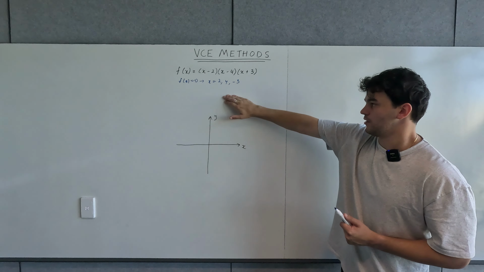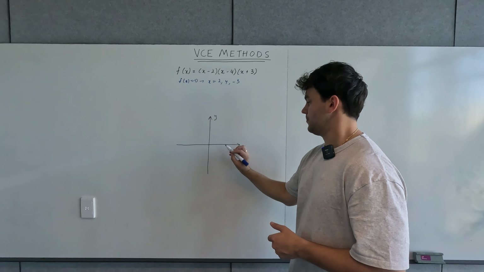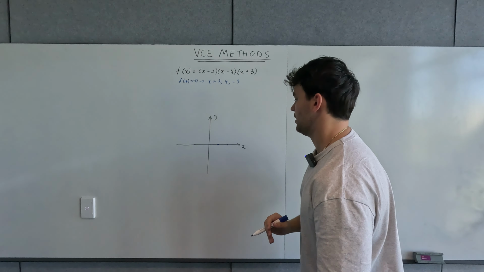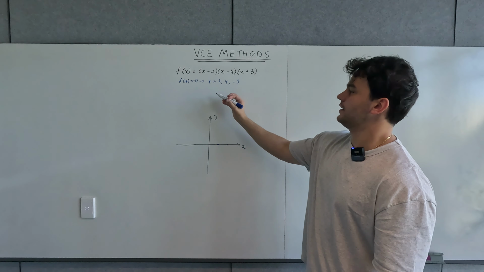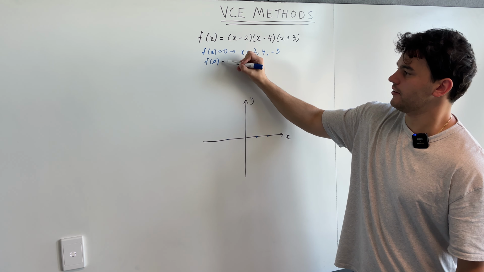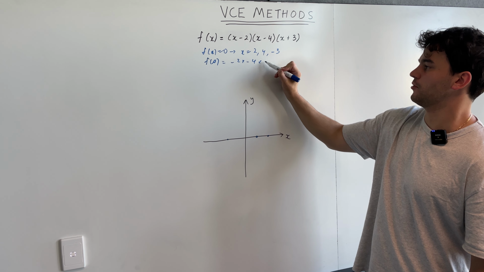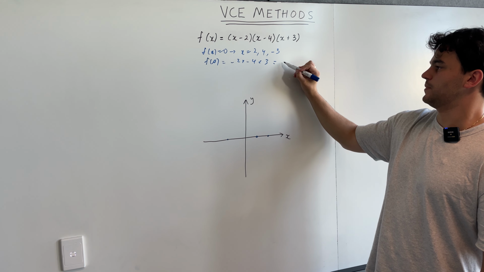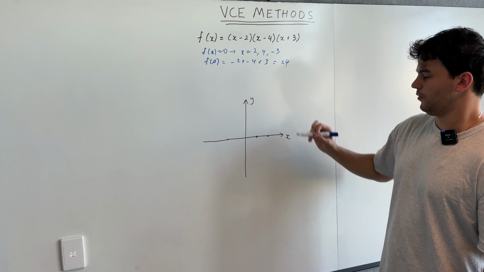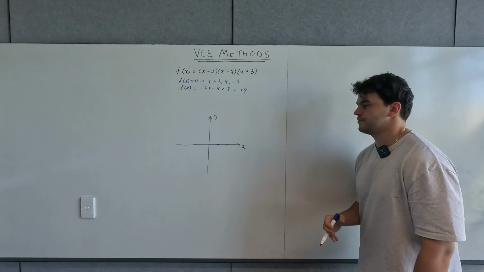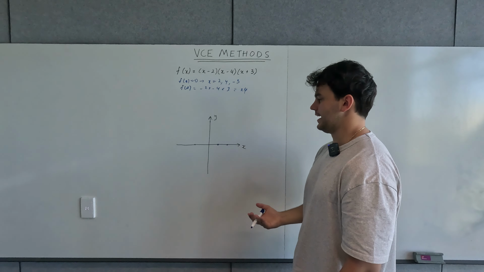So these are our 3 x-intercepts here. So we can put them in now. So x is equal to 2, x is equal to 4, x is equal to negative 3, roughly split up like that. Now, if we let x equal 0, we get our y-intercept. So f of 0 is going to be negative 2 multiplied with negative 4 multiplied with positive 3. This becomes positive 24. So our y-intercept will be something like this. Cool. So now what we have to do is pretty much just connect the dots.